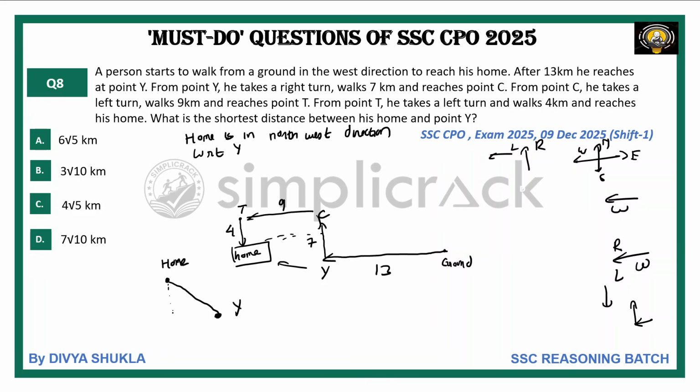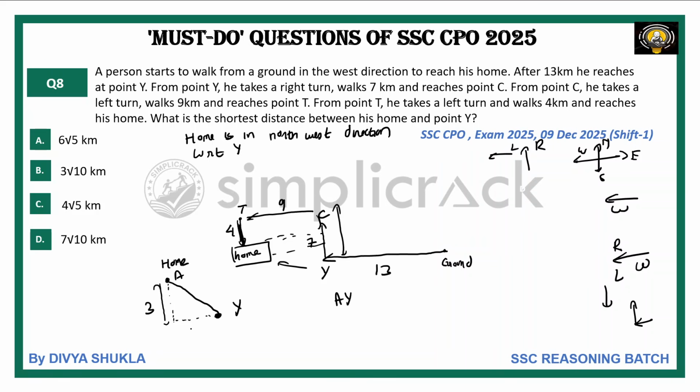That means you need to find this distance between home and point Y. I can name this as A. That means you need to find the value of AY. Now, how much is this distance? You can say that this much distance is 7 kilometers, but you have already walked 4 kilometers. That means the remaining distance from here would be 3 kilometers.